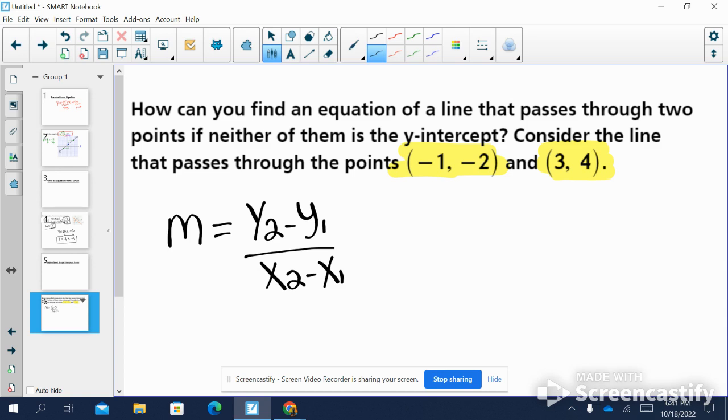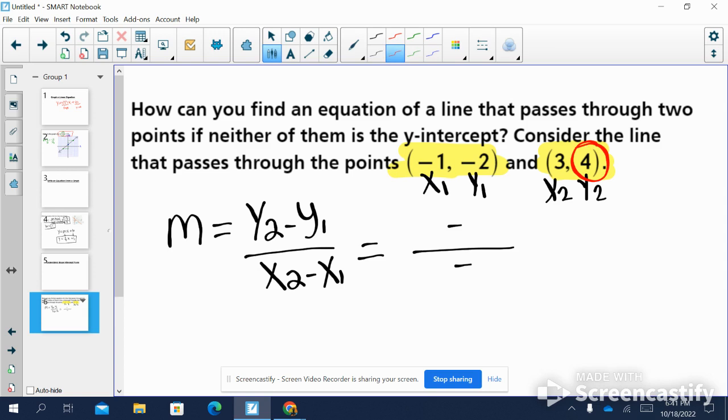Okay? Where did my y1 and my y2, my x1 and my x2 come from? Well, they came from the points. I'm going to call this point 1, so I'll call it x1, y1, and this will be point 2. So I'll call this x2, y2. So to calculate the slope, I'm just going to replace the y2, y1, the x2, and the x1. Everything else stays the same.